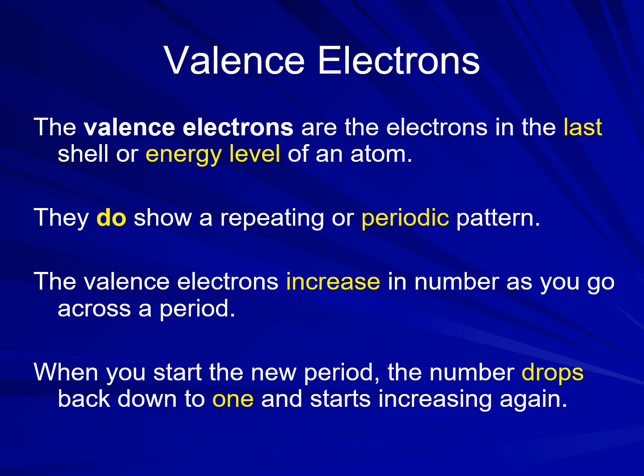As you start in that first column and go across to the 18th column, your valence electrons are going to increase in number. Okay, but it will drop back down and start over again. That's what we mean by repeating or periodic, when you go up an energy level or you go down to a new row.